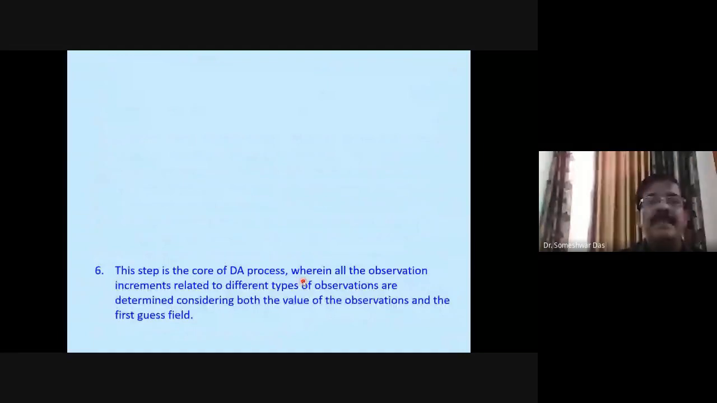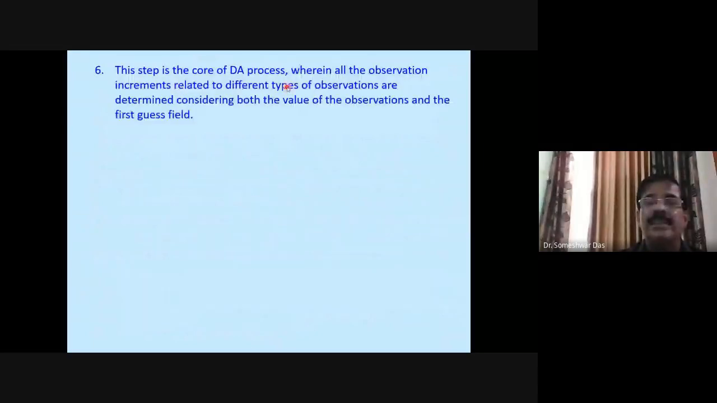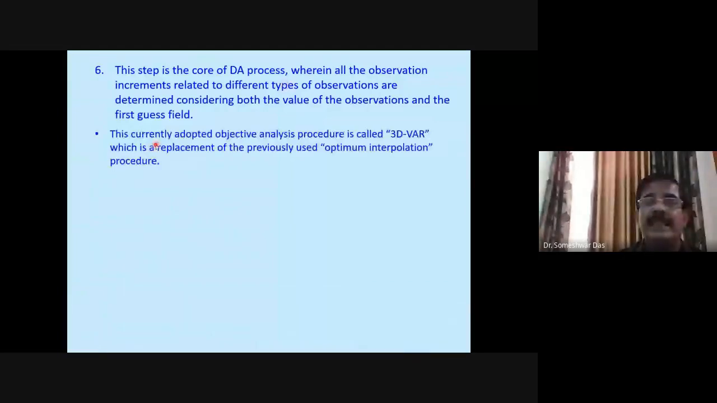This step is the core of the data estimation process, wherein all observation increments related to different types of observations are determined considering both the value of observations and the first guess. This currently adopted objective analysis procedure we call the 3D VAR, the three-dimensional variational scheme, which is a replacement of the previously used optimum interpolation procedure. We discussed this optimum interpolation yesterday, right? And you know how many complex statistical equations were there.